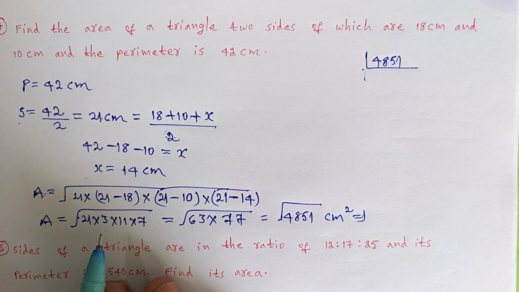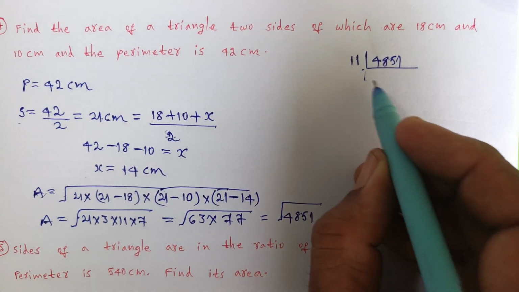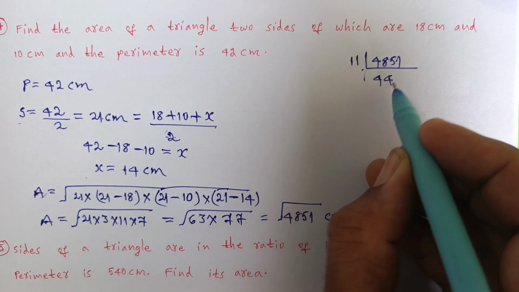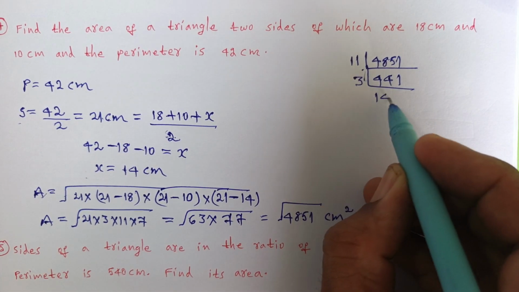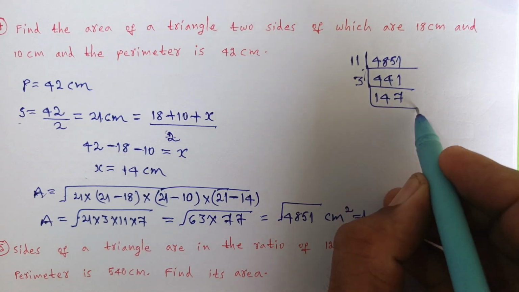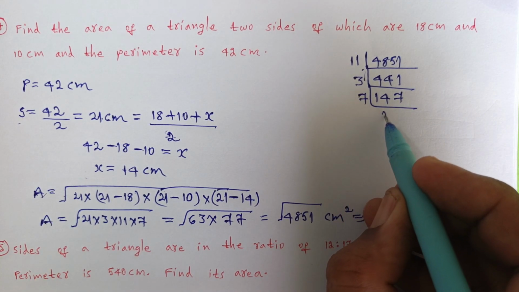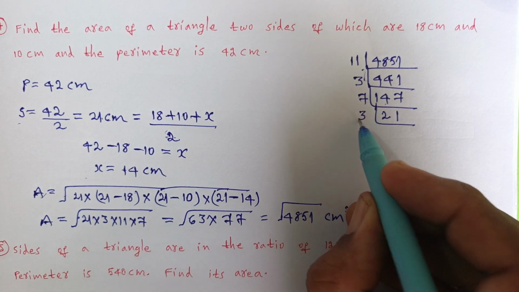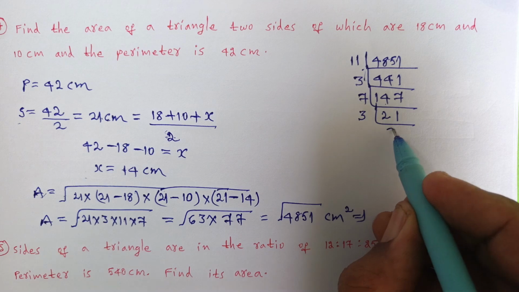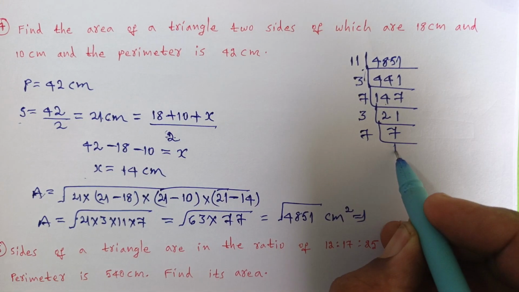So I am applying the long division method here. By observing 1 here, I am taking the 11 table. So 11 into 441 equal to 4851. Next, 3 into 147 equal to 441. Next, I am taking the 7 table. 7 into 2 is 14, 7 1 is 7. Finally, I am taking the 3 table or 7 table, anyone you can take. 3 7 is 21. Finally 7 1 is 7.